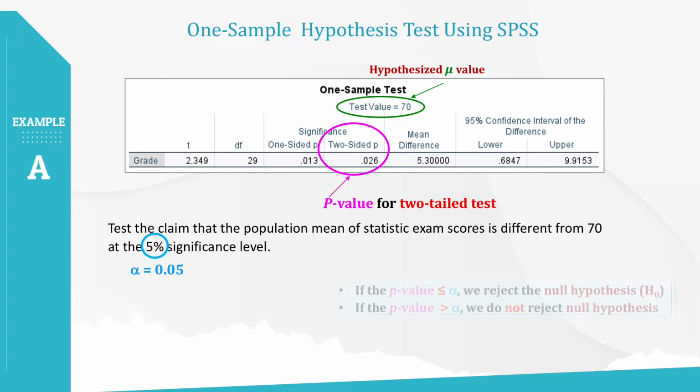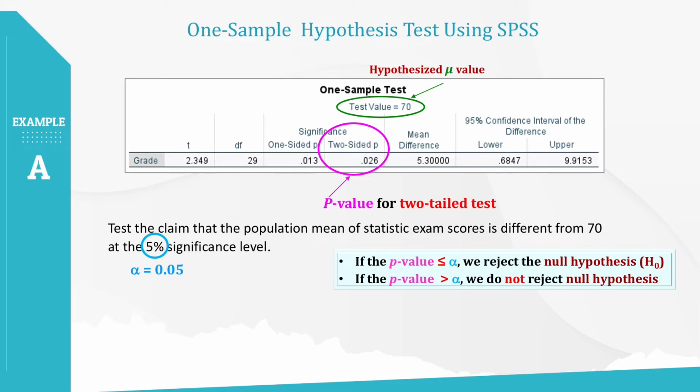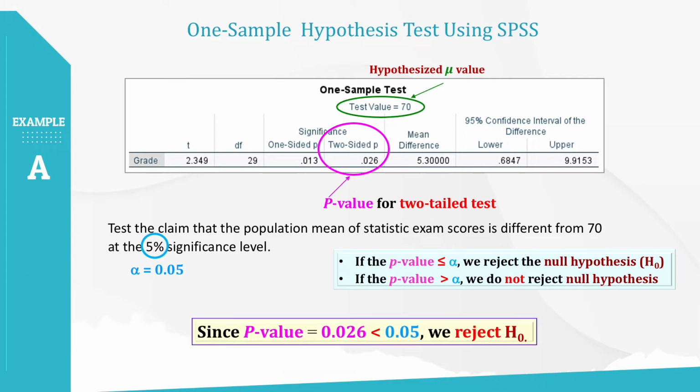Here is a criterion for p-value approach. If p-value is less than or equal to alpha value, then we reject the null hypothesis, while if the p-value is greater than alpha, we do not reject the null hypothesis. In this example, we have p-value 0.026, which is less than the alpha value 0.05, so we reject the null hypothesis. Therefore, there is enough evidence to conclude that the population mean of stat exam scores is different from 70.